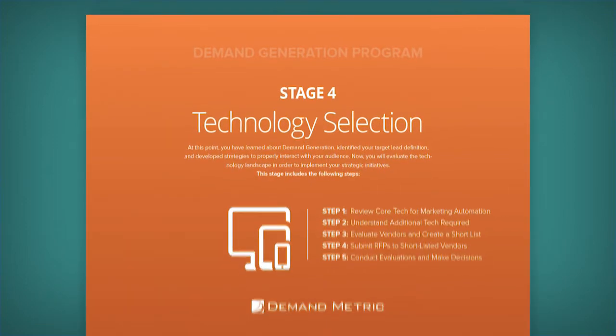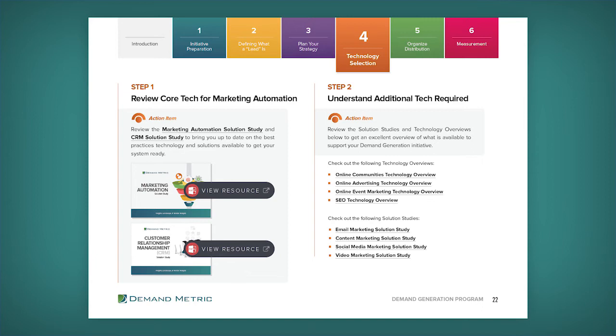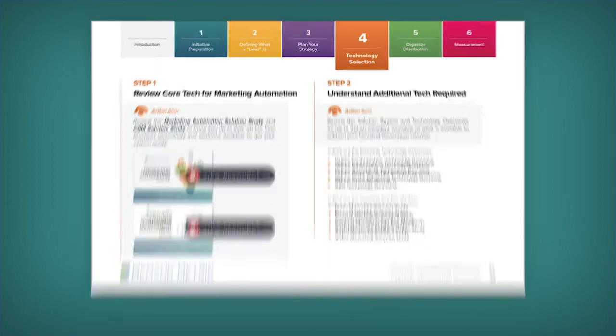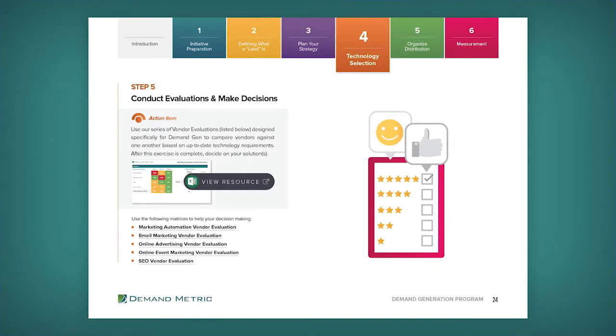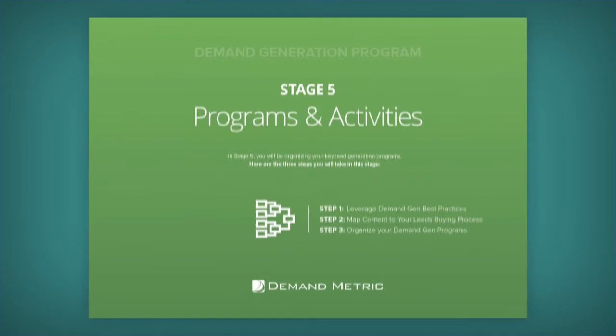In the first step, you're going to review core tech for marketing automation, understand additional tech required, evaluate vendors and create a shortlist, submit RFPs to shortlisted vendors, and conduct evaluations and make decisions. In stage number 5, here we focus on programs and activities.